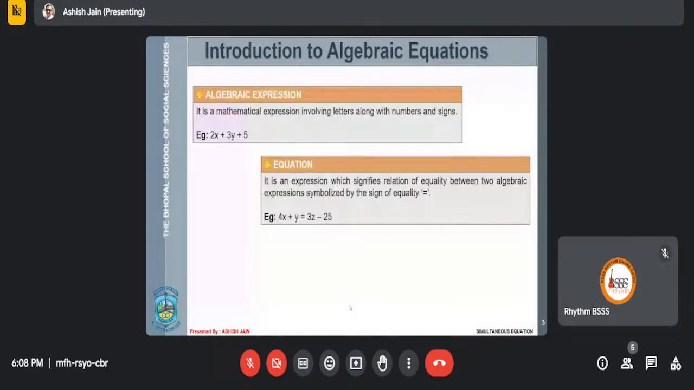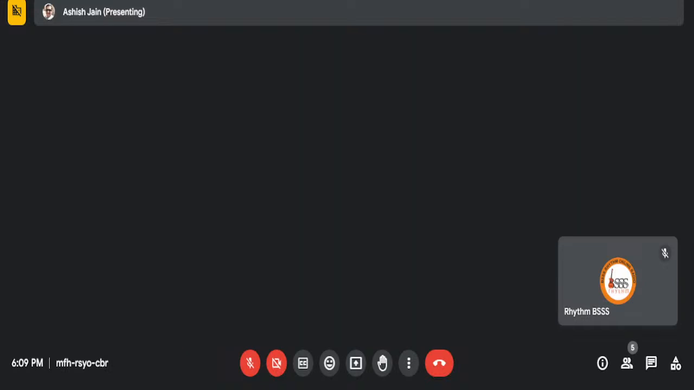Then we have a term called equation. An equation is basically an expression in which we have a left-hand side part and a right-hand side part, and we equate them with a sign of equality. It is very important in an equation to have an equal to sign. For example, 4x plus y is equal to 3z minus 2y. A branch of mathematics in which we involve the symbols x and y, or variables, as well as constants together is known as algebra. So simultaneous equations are a part of algebra, right?